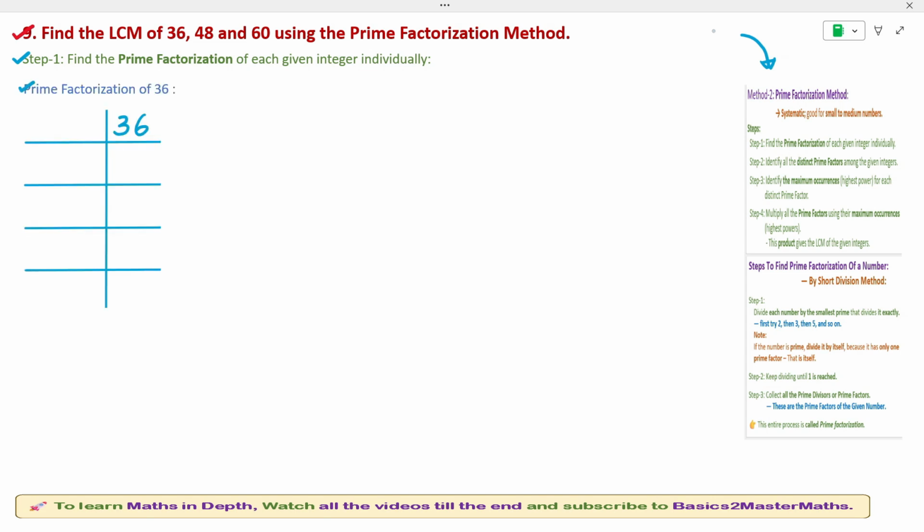Let us find the prime factorization of 36. Start dividing 36 by the smallest prime 2. Since 2 divides 36 exactly, we get 18. Again, start dividing 18 by the smallest prime 2. Since 2 divides 18 exactly, we get 9.